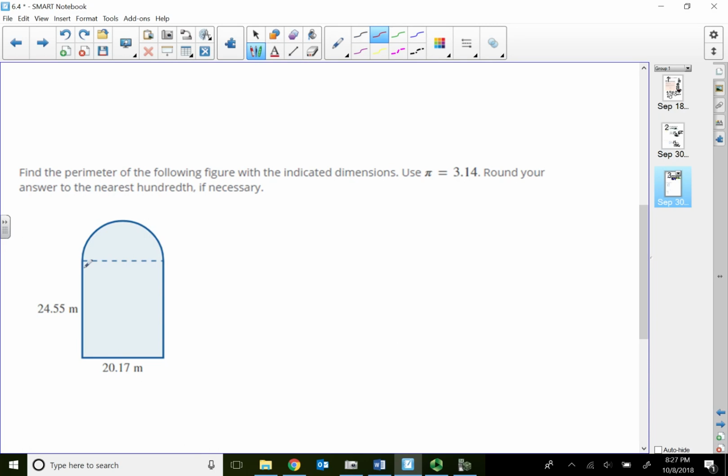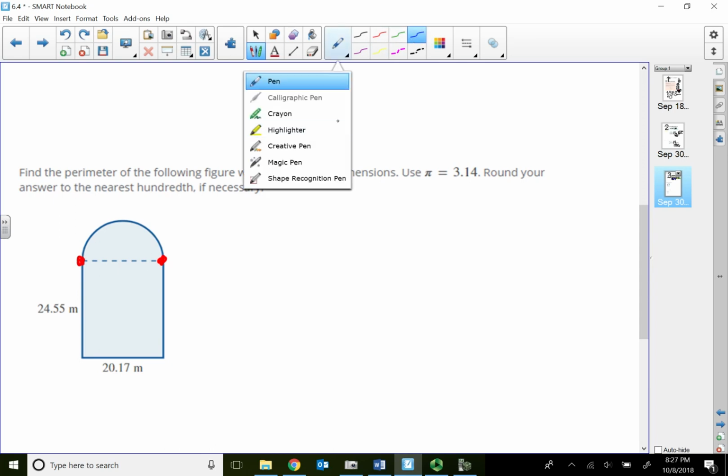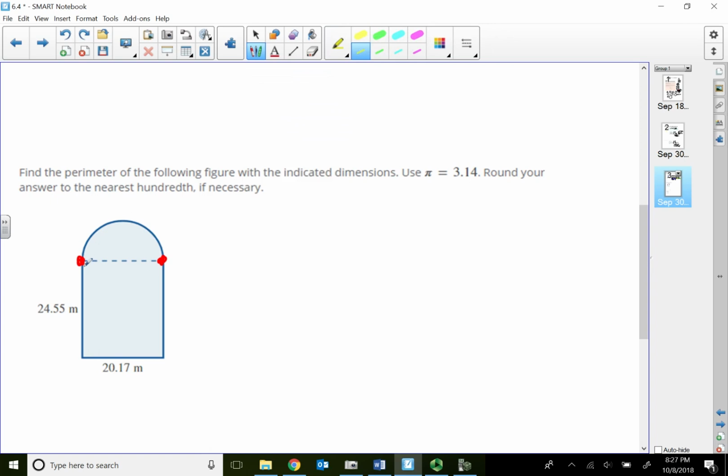Travel on the outside, red point to red point, traveling the curvature. Let me use a highlighter this time. Travel the curvature of the circle, of the arc. So that is traveling half of a circle. This is a very tricky problem. All right, distance on the outside.